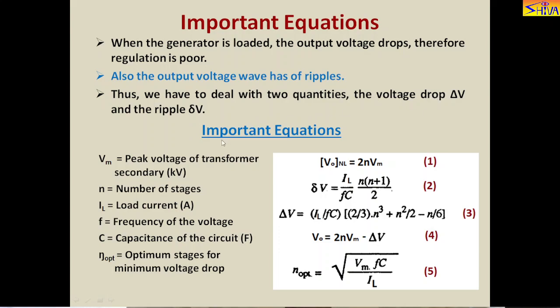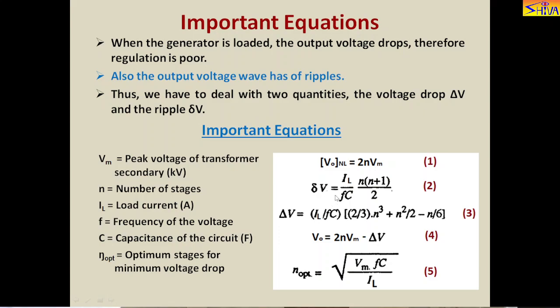So with respect to this, we have some important equations, and in these equations, Vm is the peak voltage of the transformer secondary in kV, n is the number of stages, IL is the load current in amperes, f is the frequency of the supply voltage, C is the capacitance of the circuit in farads, and n optimal is the optimal number of stages for minimum voltage regulation. So the first equation is for the no load output voltage. This is given by 2n into Vm. n is the number of stages, Vm is the peak voltage of the secondary of the transformer.